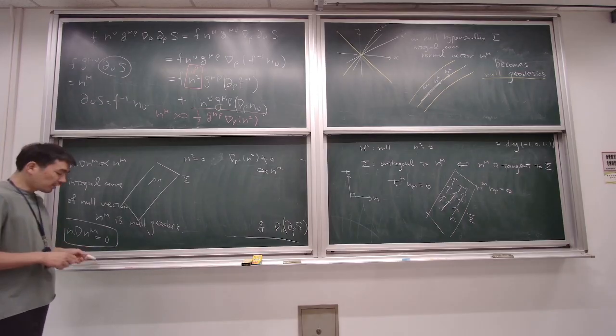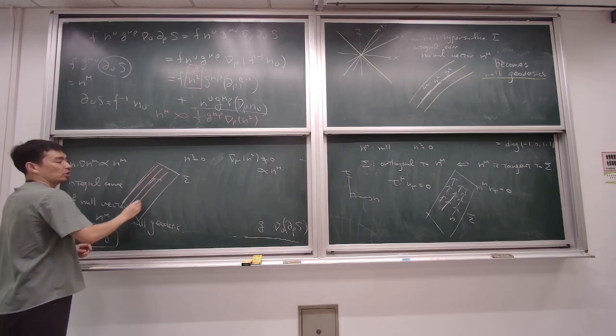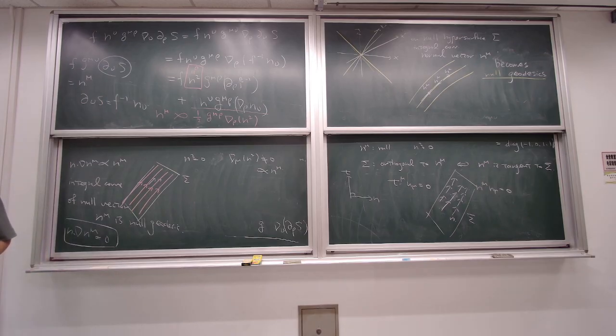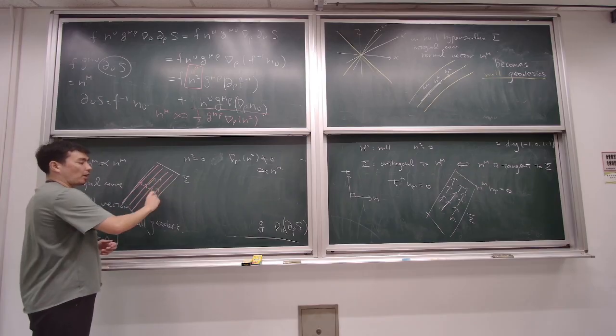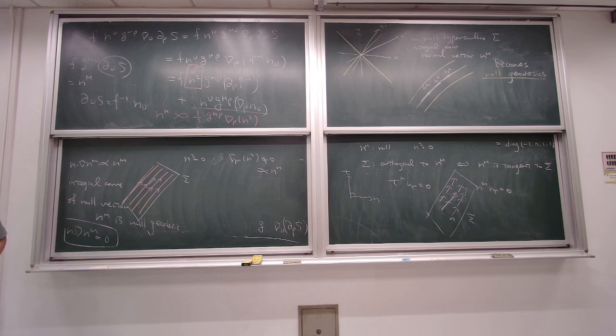So what it means is that this n itself creates a new geodesic on sigma. The integral curve of n is a new geodesic on sigma. So it's geodesic on sigma and at the same time geodesic in the whole space. Yes, even in the whole space.